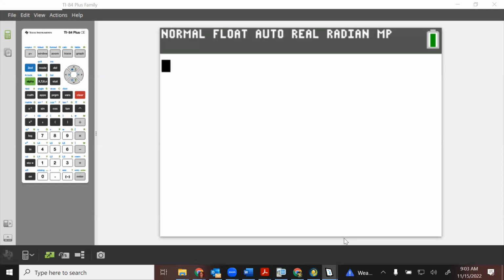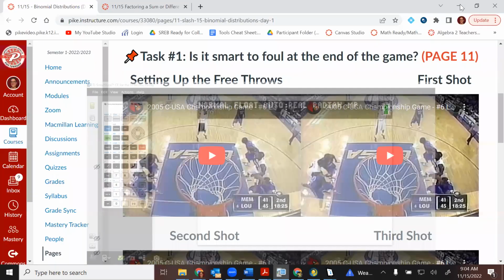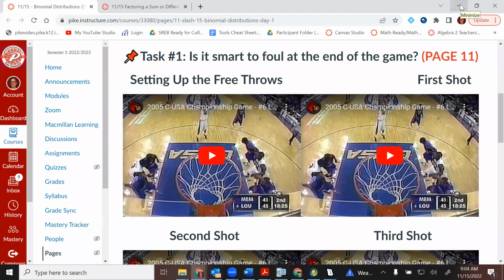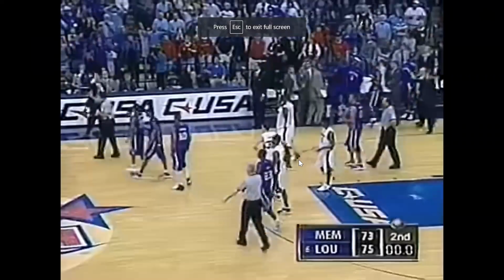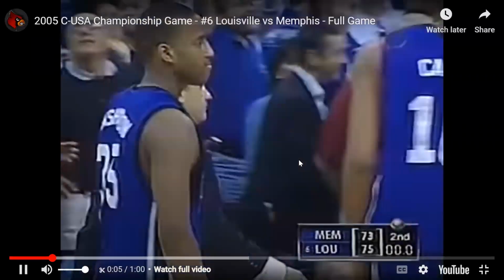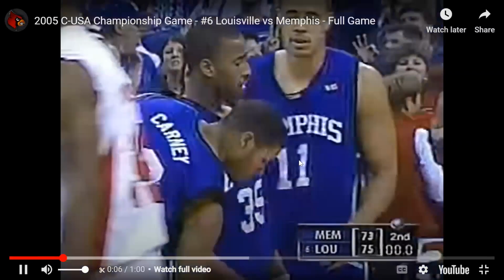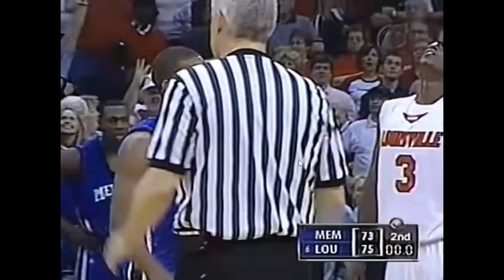So I want to watch the setup real quick for this. All right, so they're going to do the replay of this three-point shot foul.